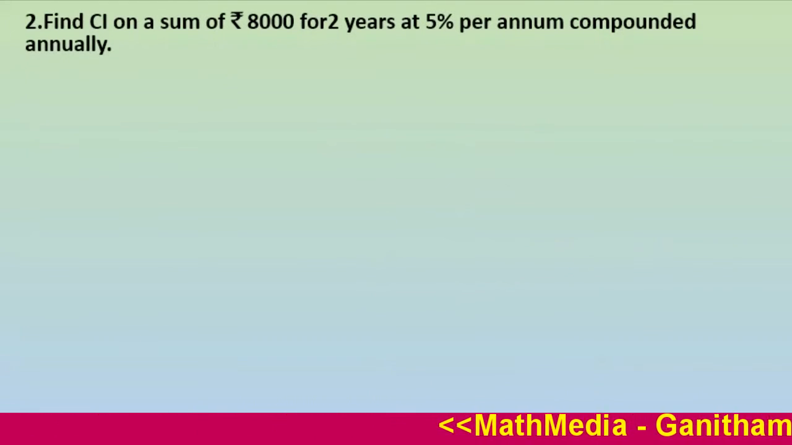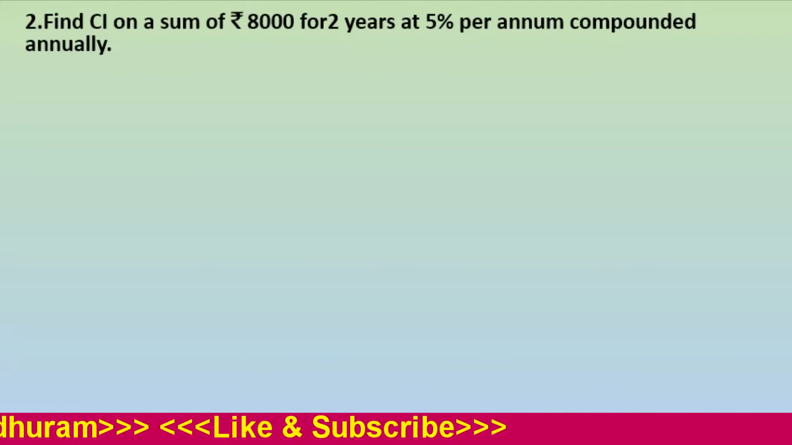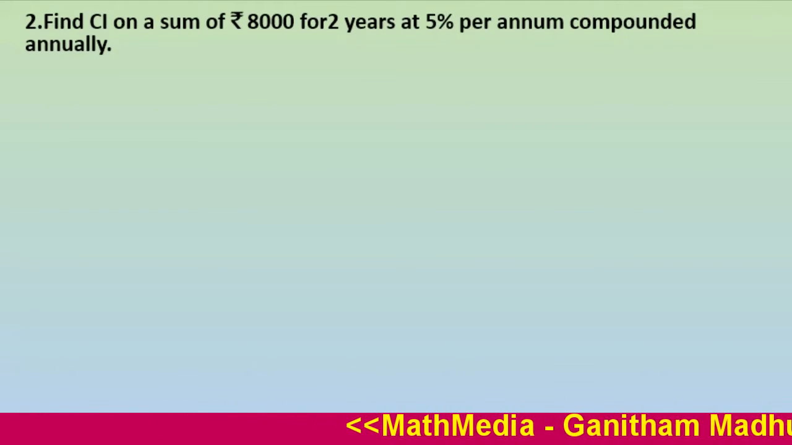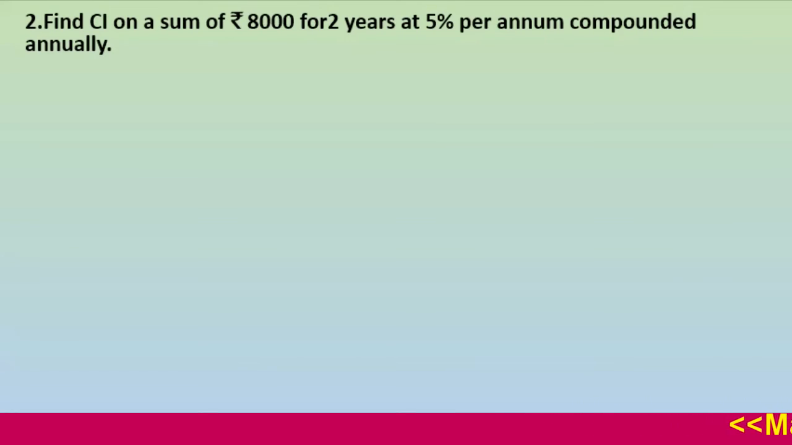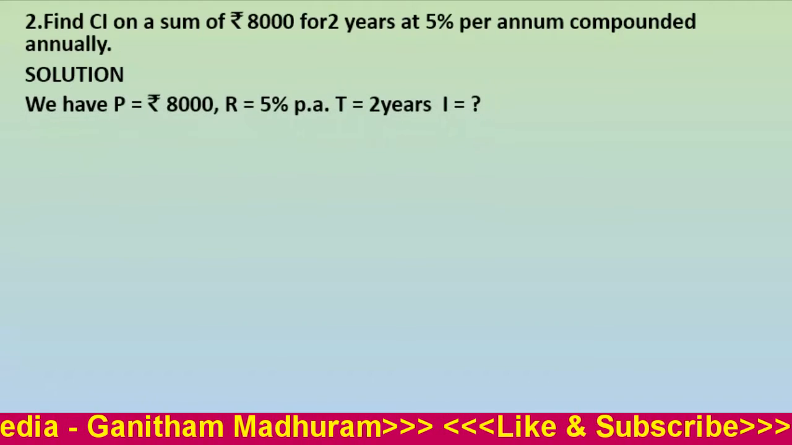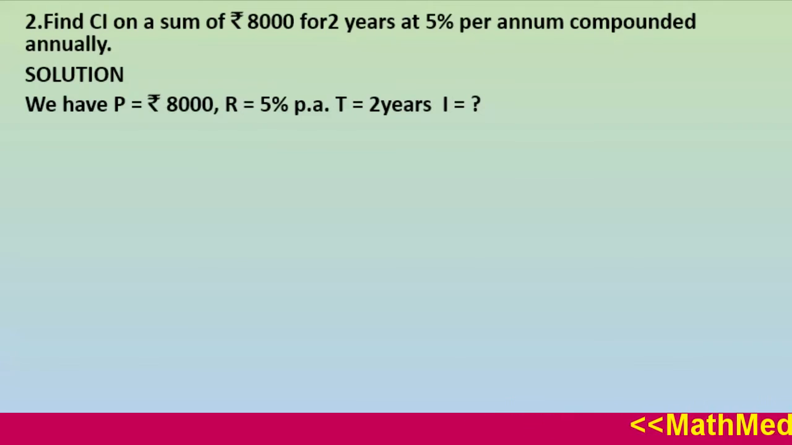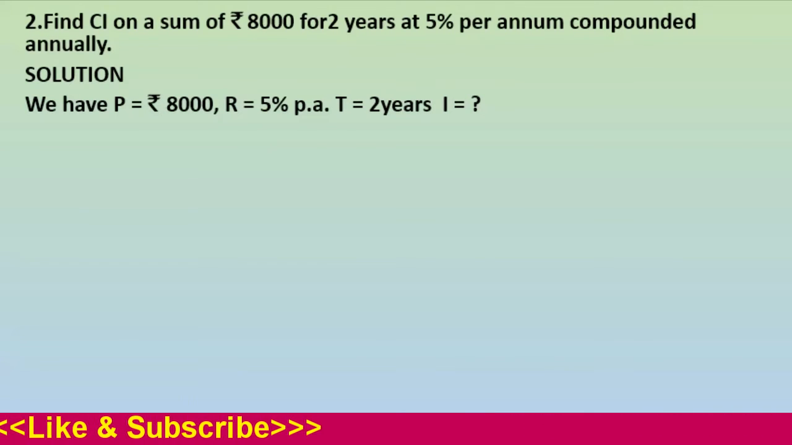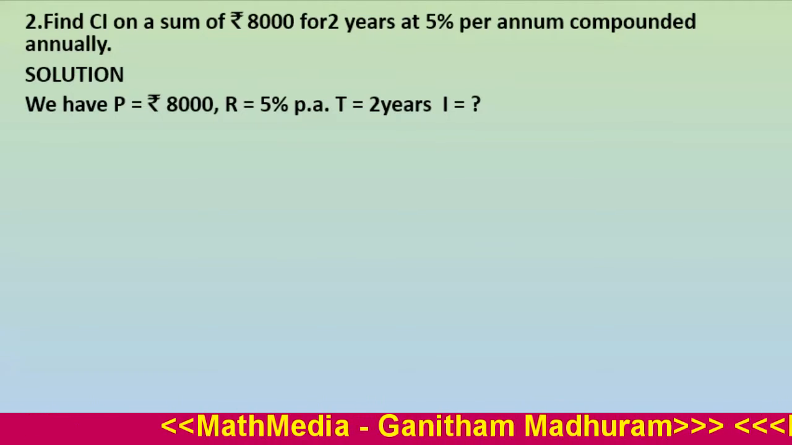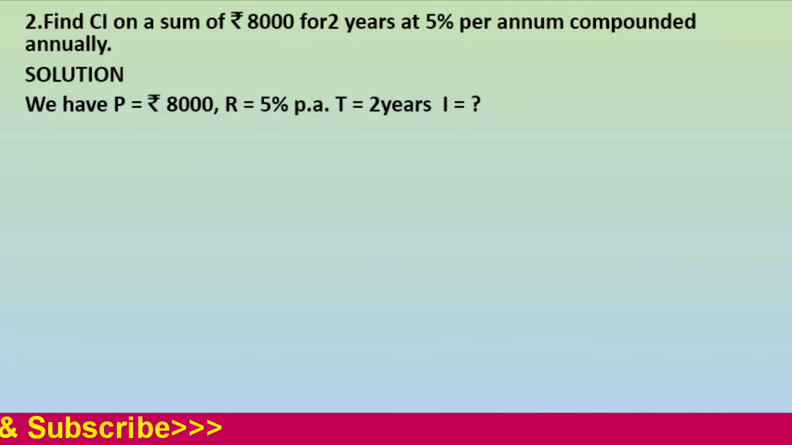Next question, find compound interest on a sum of rupees 8,000 for 2 years at 5% per annum compounded annually. So here sum means principal equal to rupees 8,000, time equal to 2 years, and R rate of interest equal to 5% per annum. We have to calculate interest, compound interest I. So here it is asking compound interest.